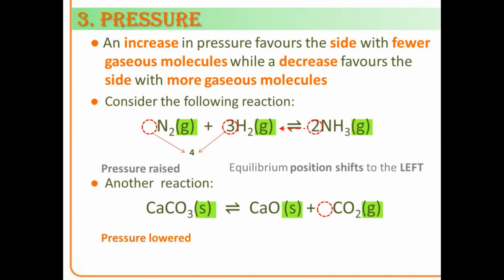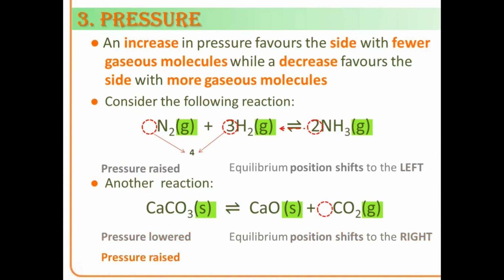So what happens when the pressure is lowered? The forward reaction is going to be favored, and equilibrium shifts to the right. What happens here is the system tries to replace the pressure that has been removed by increasing the number of moles of gas. So when pressure is lowered, the forward reaction is favored, and our equilibrium position shifts to the right. Same applies when the pressure is raised. The reverse reaction is going to be favored, and the equilibrium position shifts to the left.